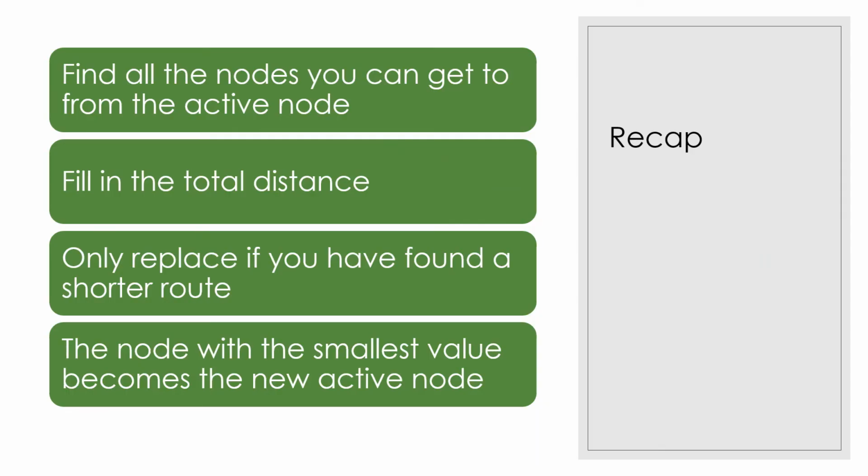So let's go back over how we do this. We've got an active node. We find every route out from the active node. We fill in the total distance, remember the total distance, but we only replace it in our table if we found a quicker route. And when we've finished with a node, we mark it as done, and the node with the new smallest value becomes the next active node. And then we'll just repeat this process until we've done all the nodes and found the quickest route to the target node. So let's quickly complete this task.